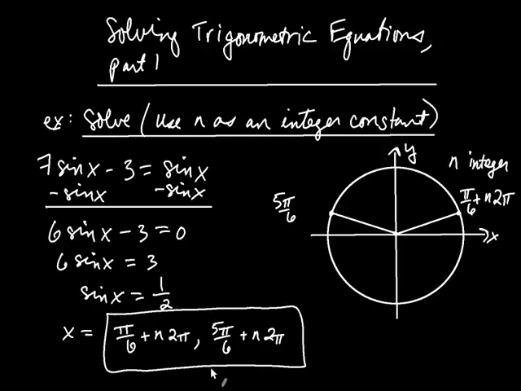Now, how many solutions are there? And the answer is there are infinite solutions, right? Because you can pick any integer you want, and for any integer, you're actually going to get 2 solutions, right? You're going to get one here, and you're going to get one there. Okay, let's take another one like that.